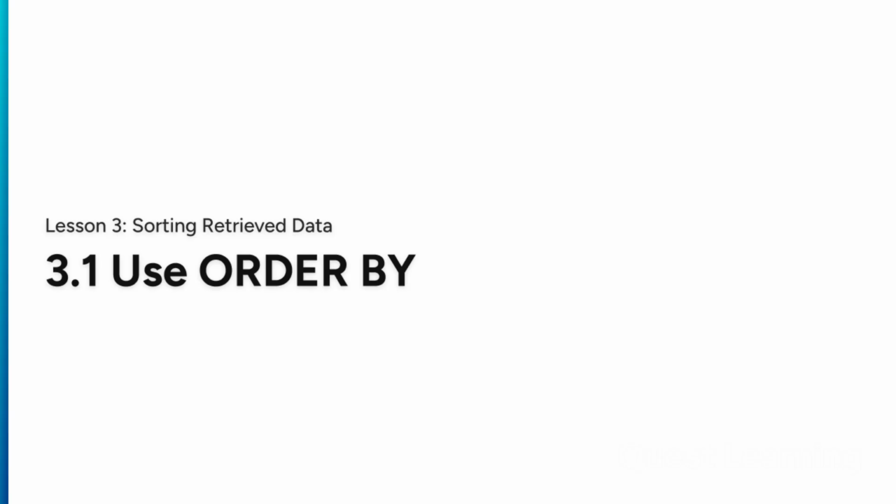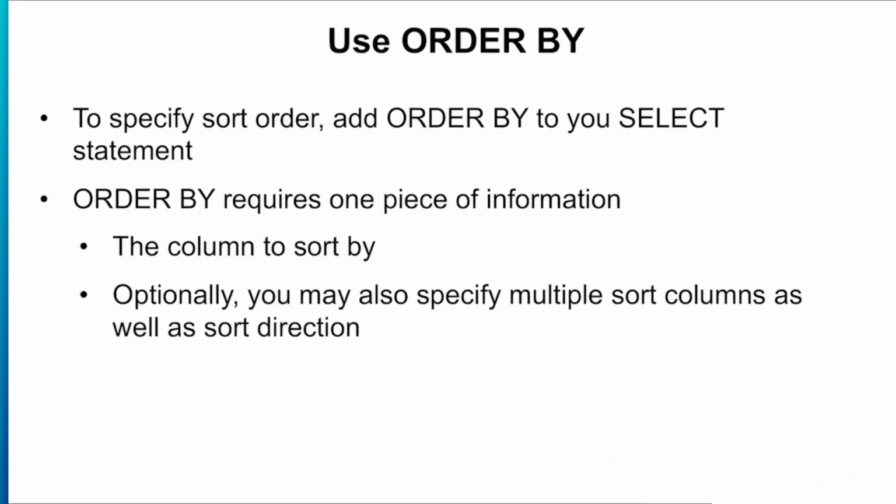And so if you want data to come back in a specific order, it is up to you to specify it. And in a select statement, you do that with the order by clause. Order by tells the select statement how you want information to be ordered. You tell it the column to sort by, and you tell it sort direction possibly. And we're going to look at those.